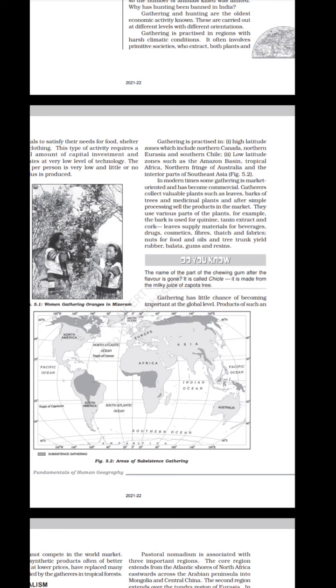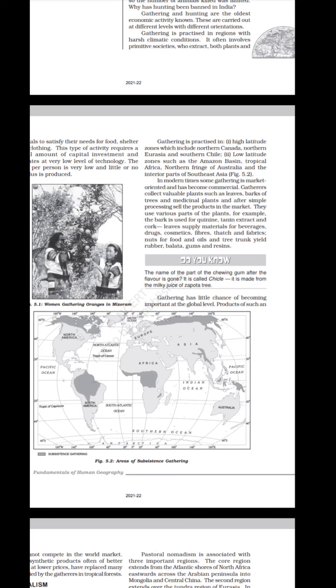In modern times, some gathering is market oriented and has become commercial. Gatherers collect valuable plants such as leaves, barks of trees, and medicinal plants, and after simple processing, sell the products in the market. They use various parts of the plants. For example, the bark is used for quinine, tannin extract, and cork. Leaves supply materials for beverages, drugs, cosmetics, fibers, thatch, and fabrics. Nuts for food and oils, and tree trunks yield rubber, balata, gums, and resins.